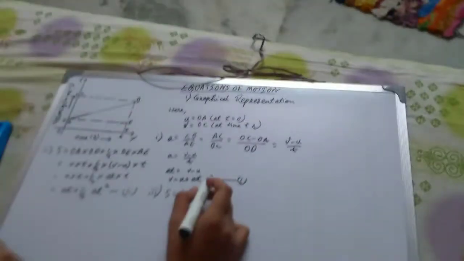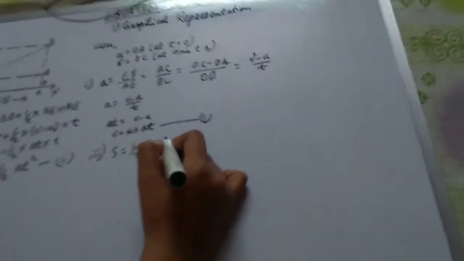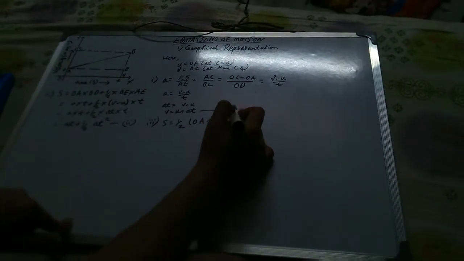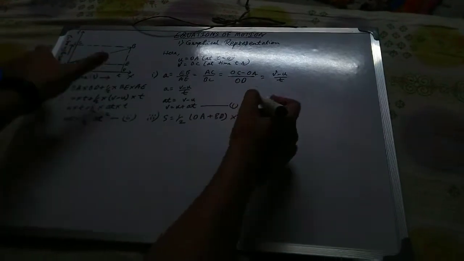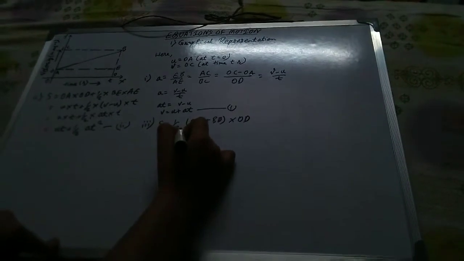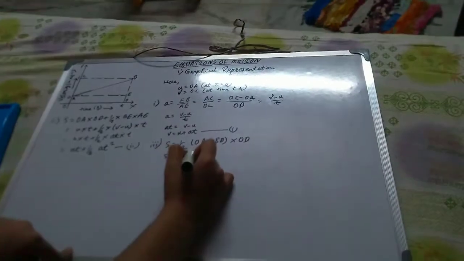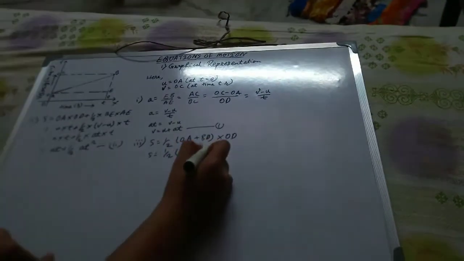Now we will prove the third equation. We also know that the distance covered is equal to the area of the trapezium OABD, which means area of trapezium OABD equals half into sum of parallel sides into OD. So let us write it here, half into OA plus BD into OD, which means s equal to half into u plus v into t.